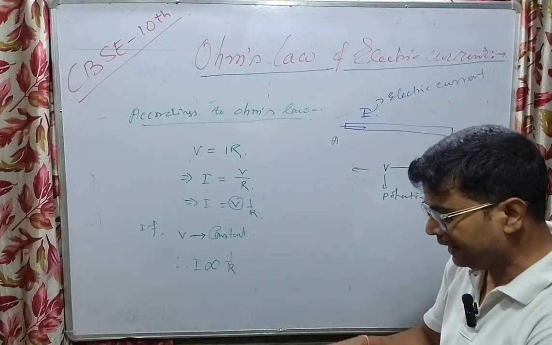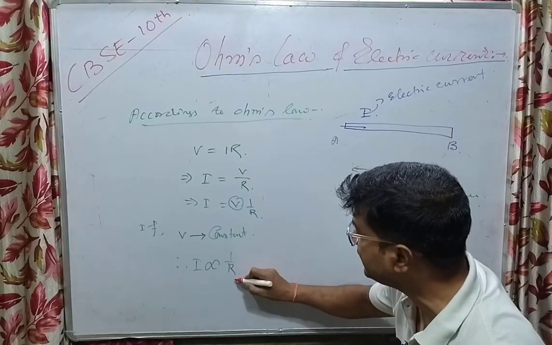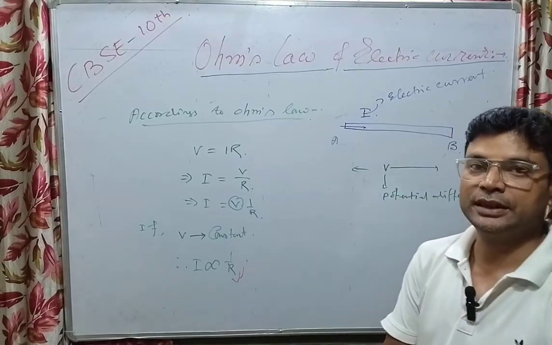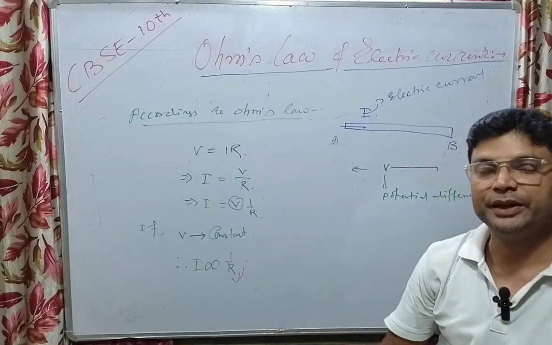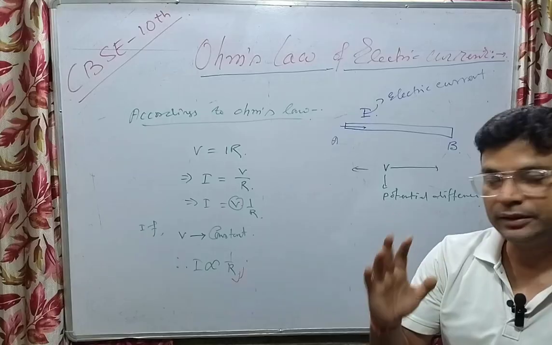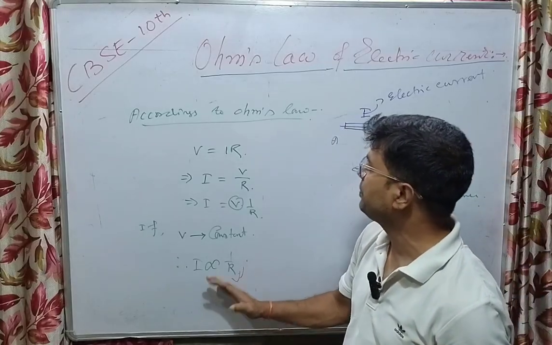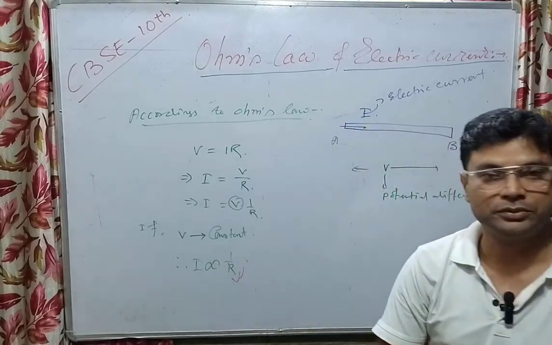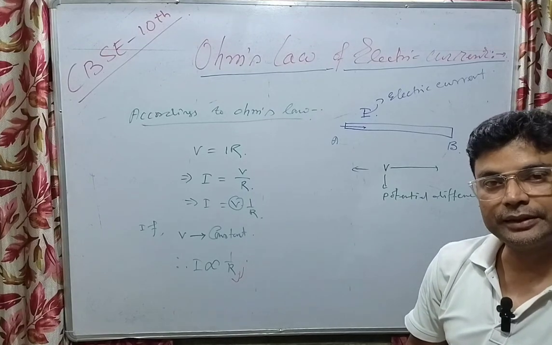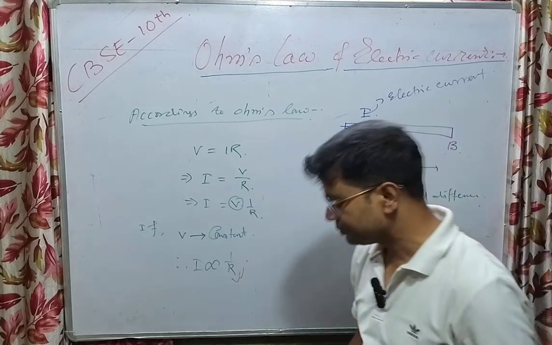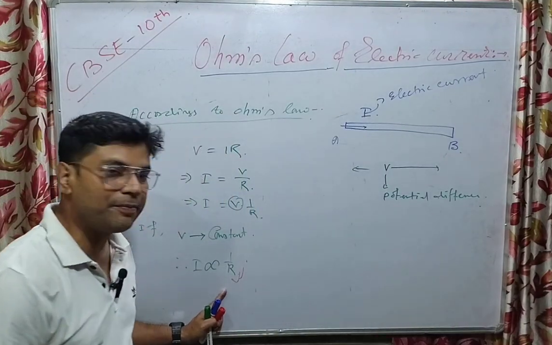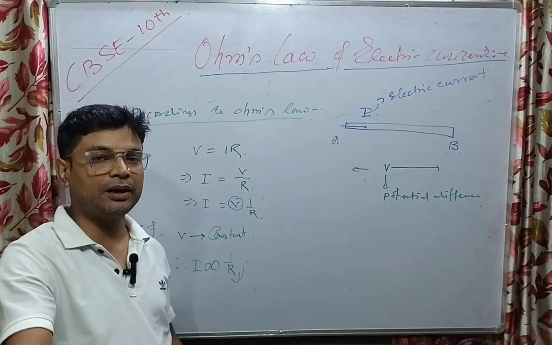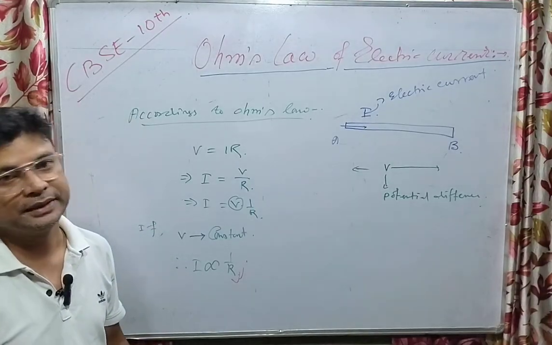It means if resistance increases, then the amount of current will decrease. Correct? The amount of current will decrease here. Correct? That is, I is inversely proportional to the resistance. Current is inversely proportional to the resistance.